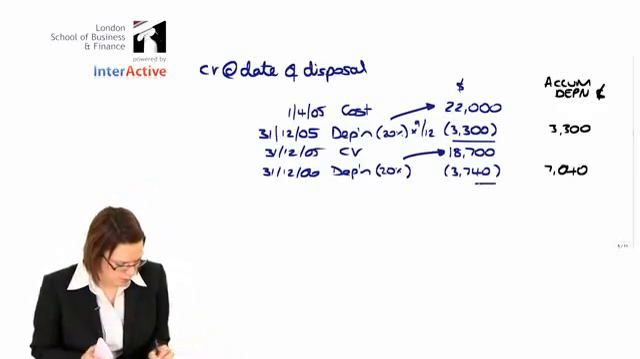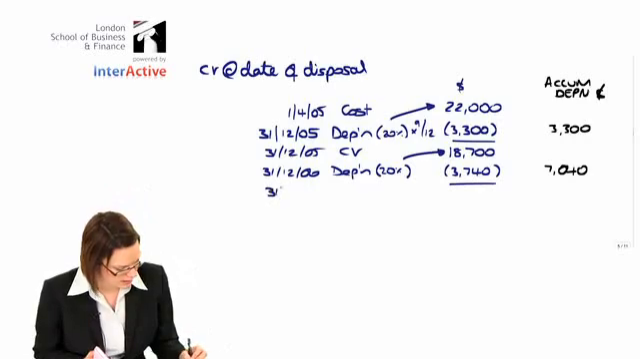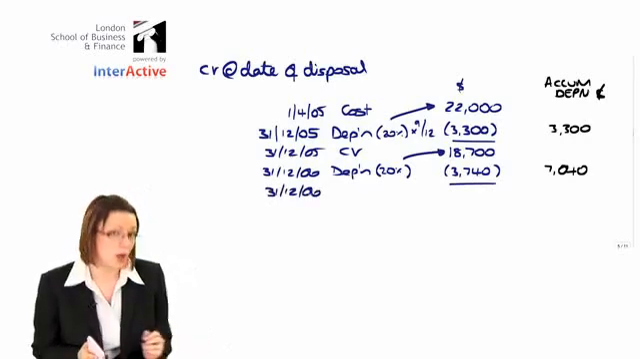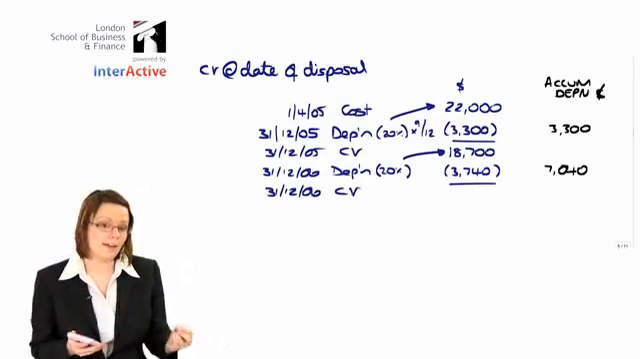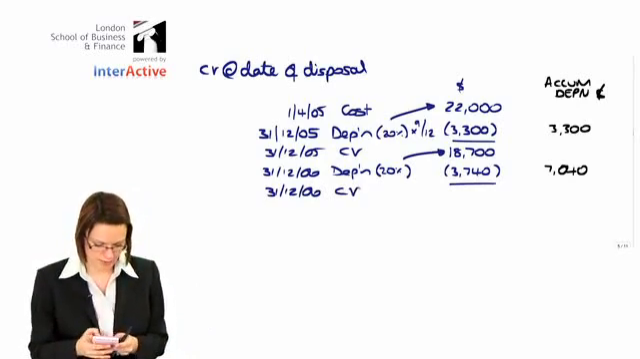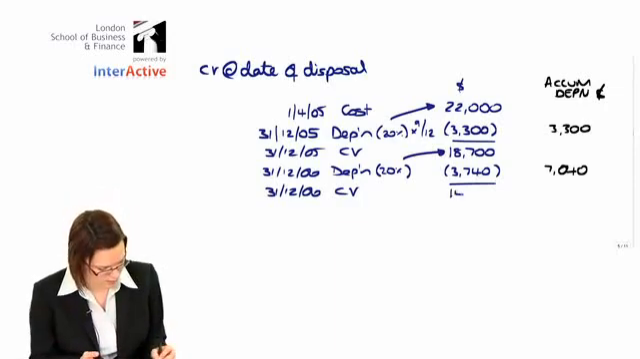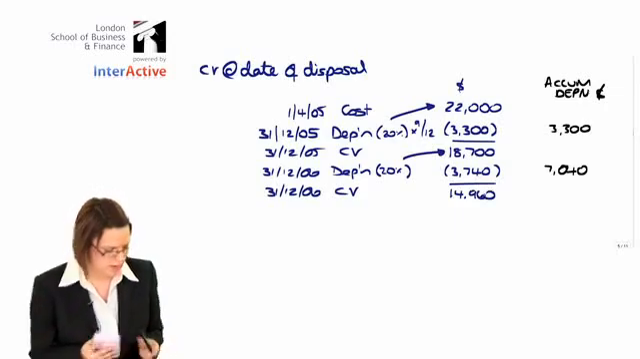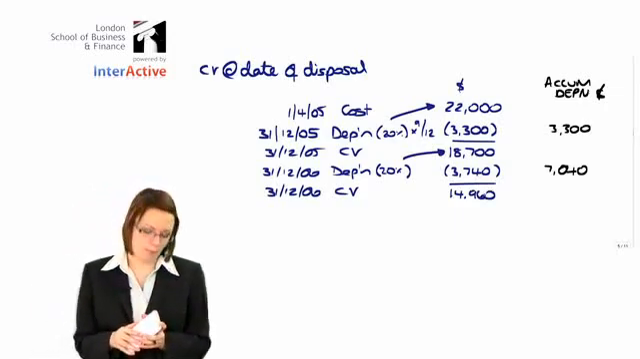Moving on then, we'll get to our carrying value at the 31st of December 06. Carrying value, 18,700 minus 3,740. So $14,960 will be the carrying value at that point.